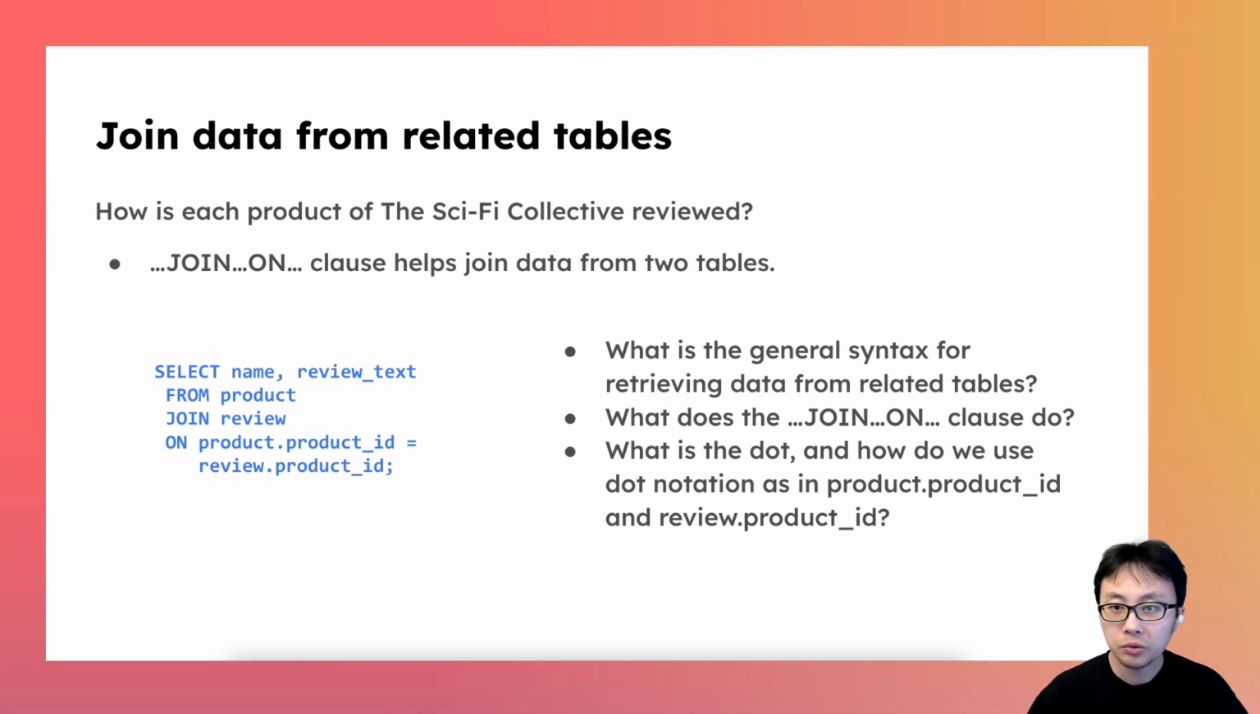First, what's the general syntax for retrieving data from related tables? Second, what does the JOIN ON clause do? And third, what's the dot notation and how do we use it, as in product.productID and review.productID?